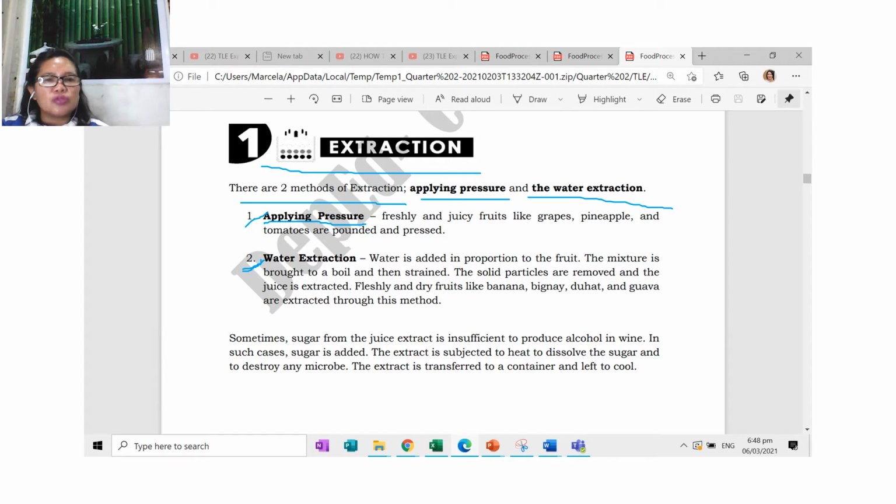Sometimes, sugar from the juice extract is insufficient to produce the alcohol in wine. So, dili paigo. In such cases, sugar is added. So, pun-an na tuog sugar because it's not enough ang juice nga atong gi-extract. The extract is subjected to heat to dissolve the sugar and to destroy any microbe. Then the extract is transferred to a container and left to cool. Okay, that is extraction.